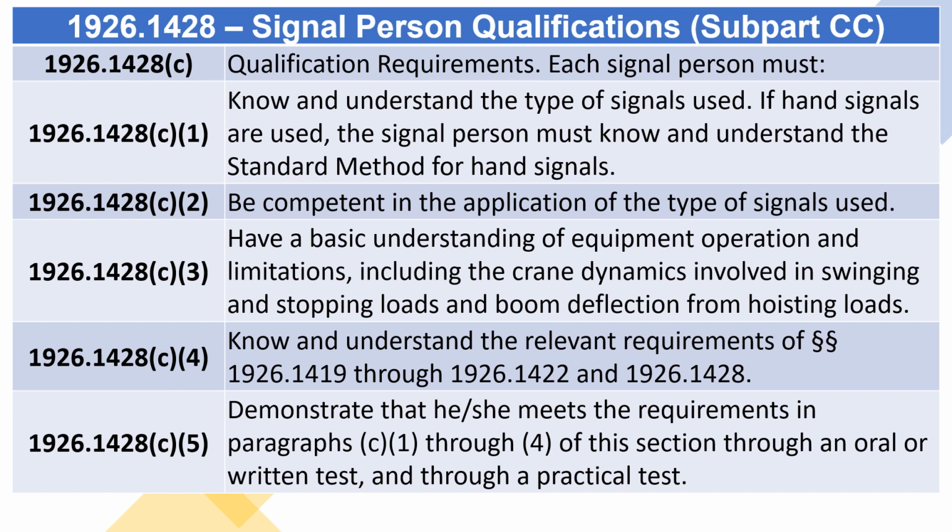1926.1428(c). Qualification requirements. Each signal person must: (c)(1) through (c)(5) know and understand the type of signals used. If hand signals are used, the signal person must know and understand the standard method for hand signals. Be competent in the application of the type of signals used. Have a basic understanding of equipment operation and limitations, including the crane dynamics involved in swinging and stopping loads and boom deflection from hoisting loads.